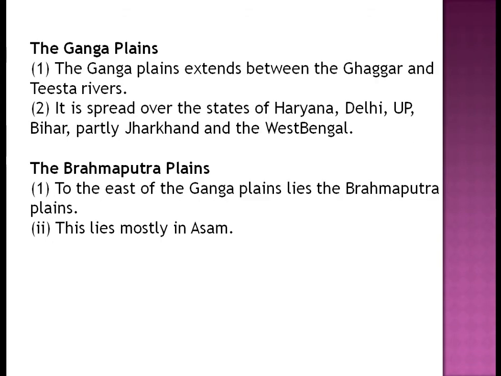Next, the Ganga plain. The Ganga plain extends between the Ghagra and Tista rivers, and it spreads across Haryana, Delhi, UP, Bihar, partly Jharkhand and West Bengal. And the Brahmaputra plain lies mostly in Assam.